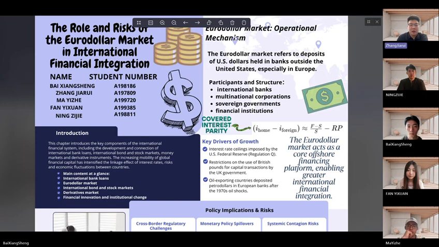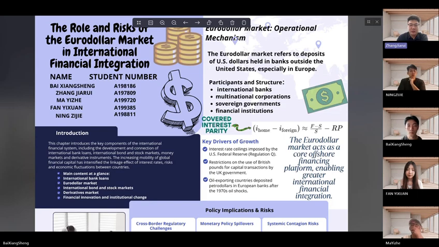Okay, hello everyone. Today we will talk about international financing markets. These markets help move money across countries. Banks now lend money to people in other countries. For example, the Eurodollar market lets banks use US dollars outside the US. This connects interest rates between countries, but also spreads financing risks.